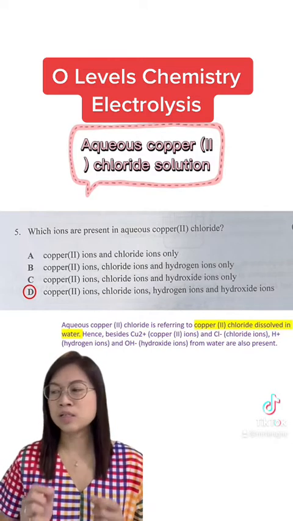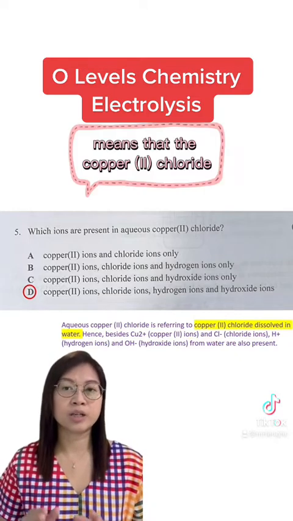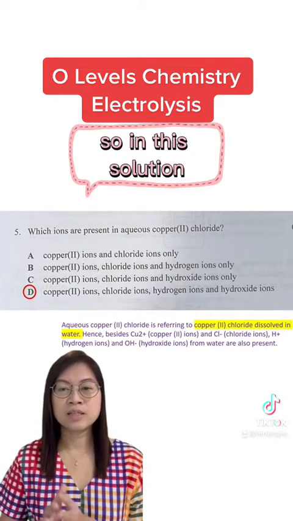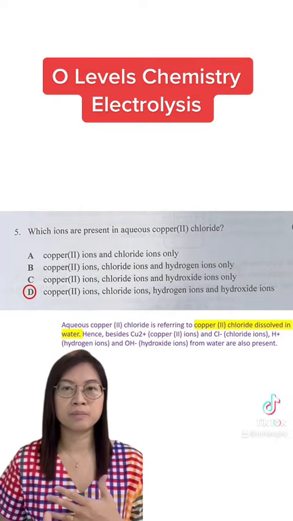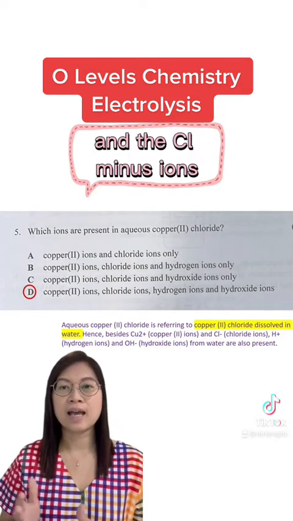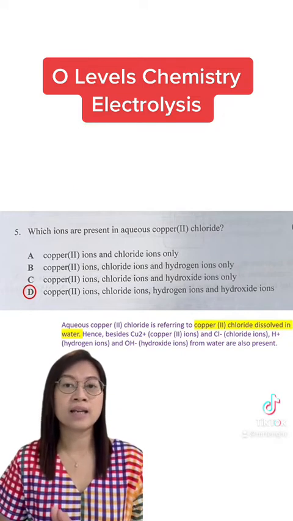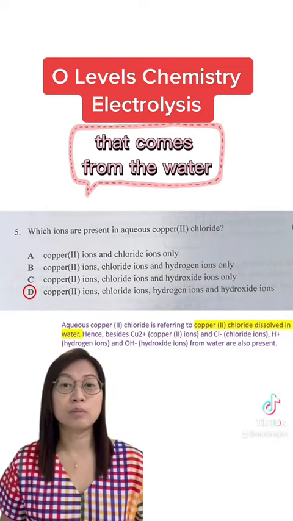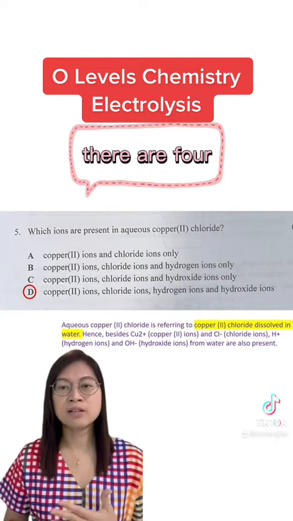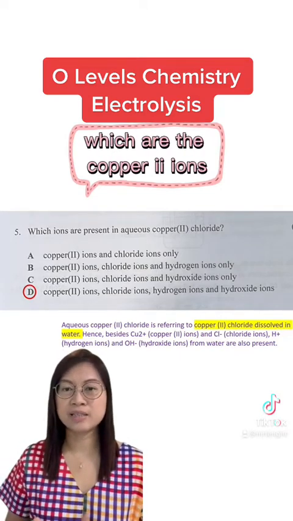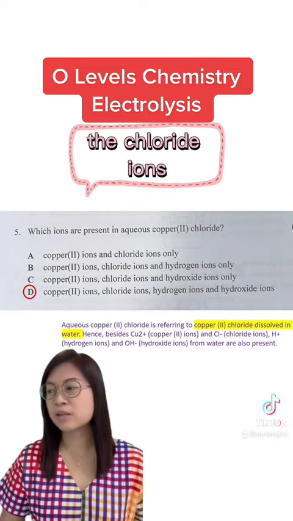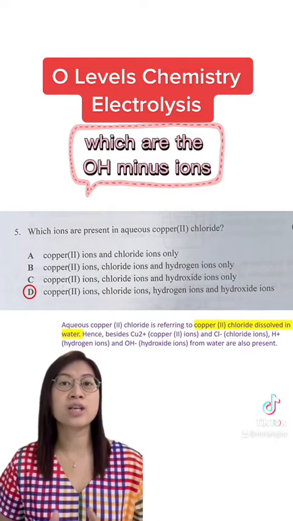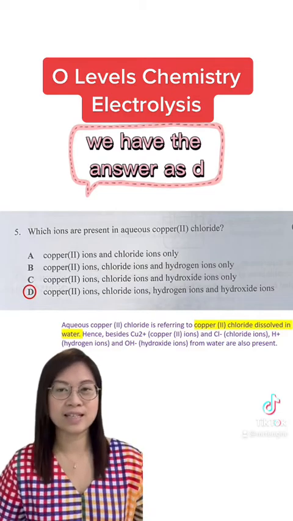Now, first of all, aqueous copper 2 chloride solution means that the copper 2 chloride salt has been dissolved in water. So in this solution, it is not only present with the Cu2+ ions and the Cl- ions from the copper 2 chloride compound, but there are also H+ and OH- ions that come from the water. Alright, so as a result, there are 4 different types of ions present, which are the copper 2 ions, the chloride ions, the hydrogen ions, that's the H+ ions, and the hydroxide ions, which are the OH- ions. Alright, so therefore we have the answer as D.